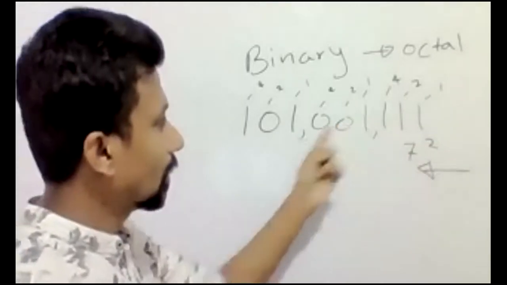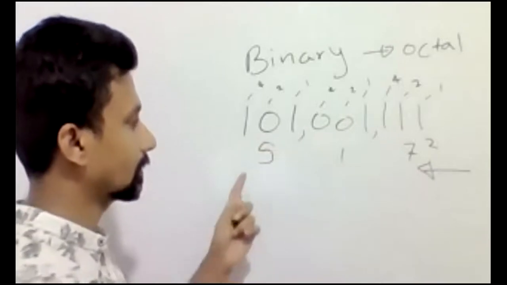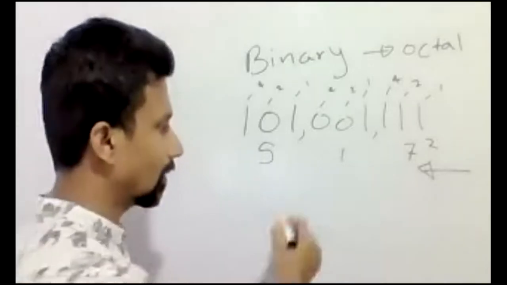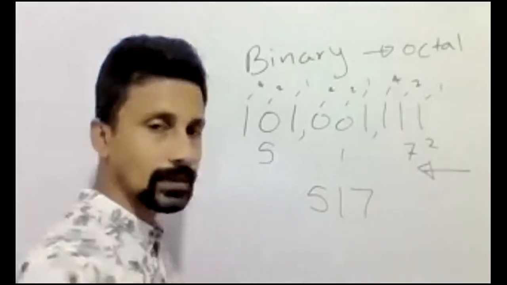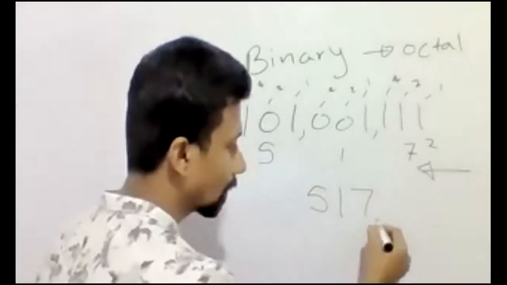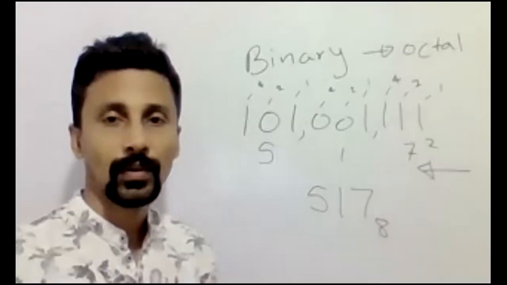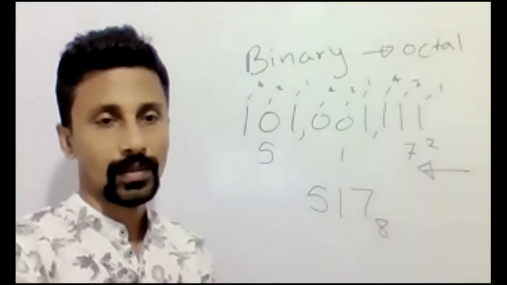Then here you get 1 only. Here you get 5. So you can see 5, 1 and 7 come from each portion. So you can write down the answer 517, but this is octal, because of that you put 8 as the base value. Take this down as an example, then we'll go to the questions.